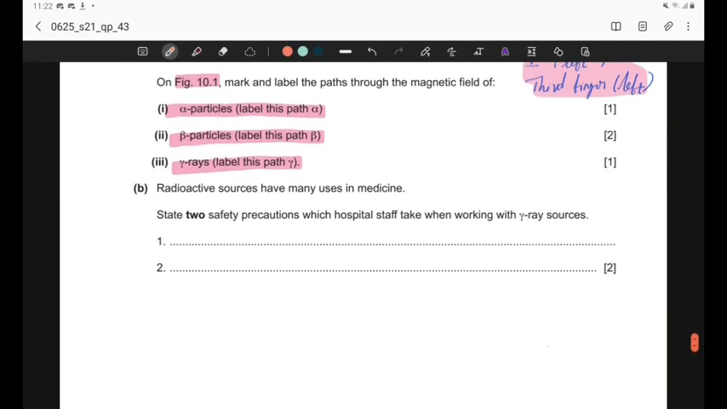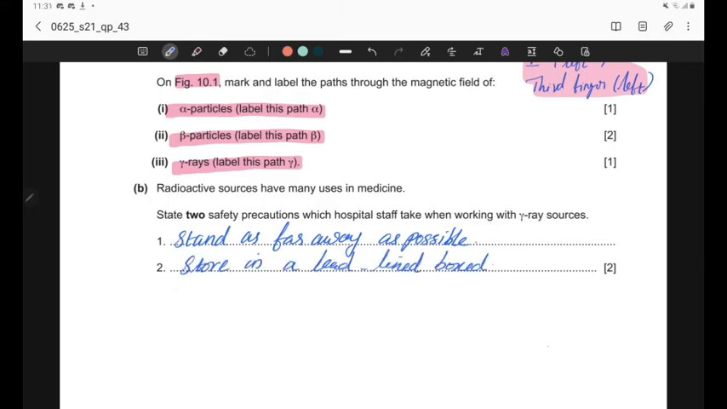Part B. Radioactive sources have many uses in medicine. State 2 safety precautions which hospital staff take when working with gamma ray sources. So the first safety procedure the hospital staff should take is to stand as far as possible from the gamma ray sources, or stand behind a shield, and store these gamma ray sources in a lead lined box. One additional point you can write. For this question only 2 points are enough, but still it's good to learn one more point. Limit the exposure time.